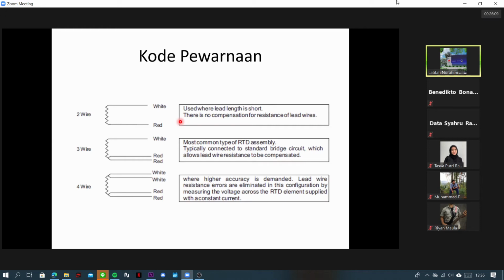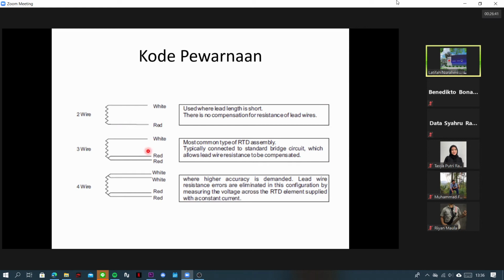Okay, and for the three wires, there is white, red, and red. It is the most common type of RTD in industry and typically connected to a standard bridge circuit. And it allows lead wire resistance to be compensated. I have explained this to you. So the third lead wire is there to compensate for the high resistance of the other wires.